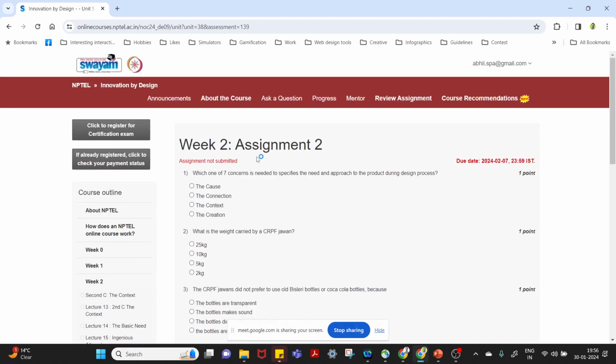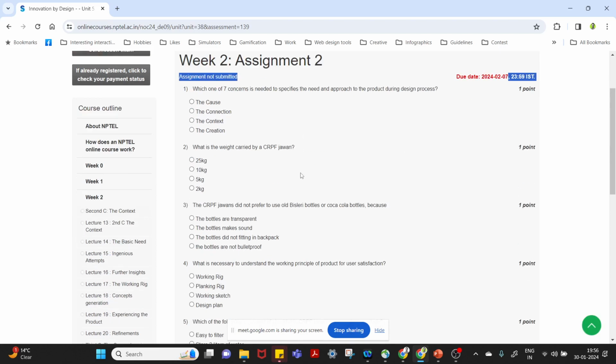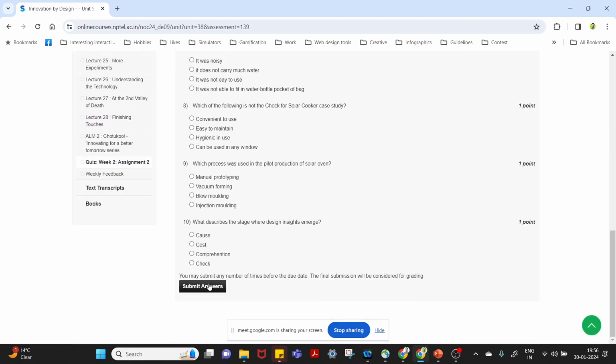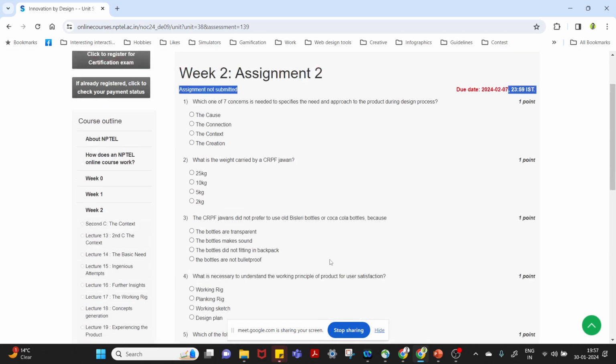So you can see that we have week 2 assignment 2. This is where the due date is mentioned, right? So 7th Feb is the date for week 2 assignment as well as week 1 assignment. So you have to go through the course content, and then you have to input the correct answers. Okay. And then you have to submit.